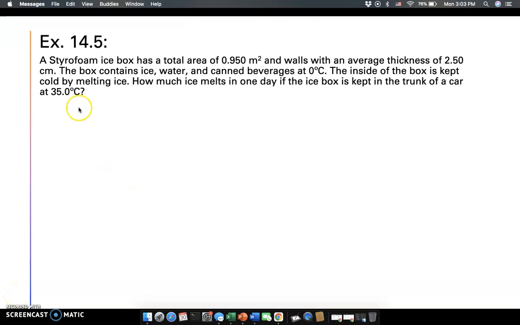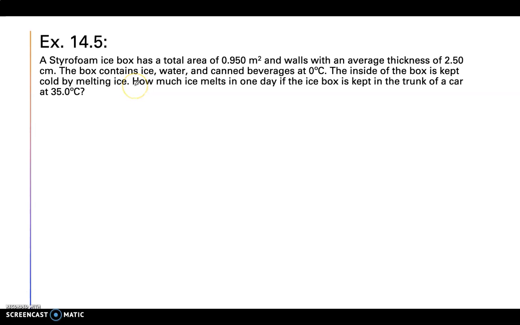Okay, let's go ahead and continue with example 14.5. Remember we were looking at a styrofoam ice box with some area and thickness, and we want to know how much ice melts in a day if the ice box is kept in a trunk of a car. Okay, so I'm going to quickly draw this ice box, right?